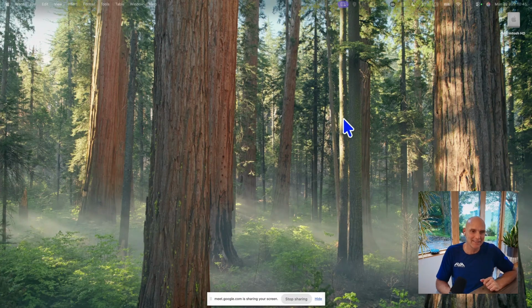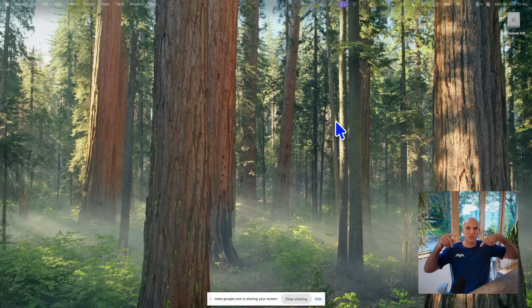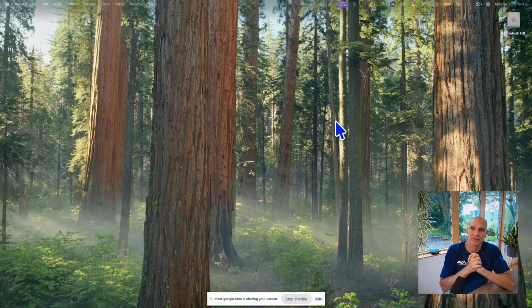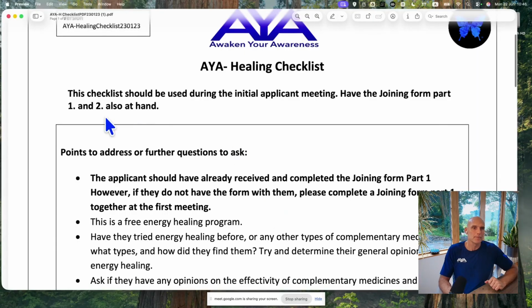Right, so now let's assume that clinic has been chosen and a healer has been assigned, and now it's time for the initial meeting. So now in 2 weeks' time, this is what you're going to be joining. This is where you're going to be starting at for the role play. So let's have a look at the checklist first. Right then, this is the checklist.